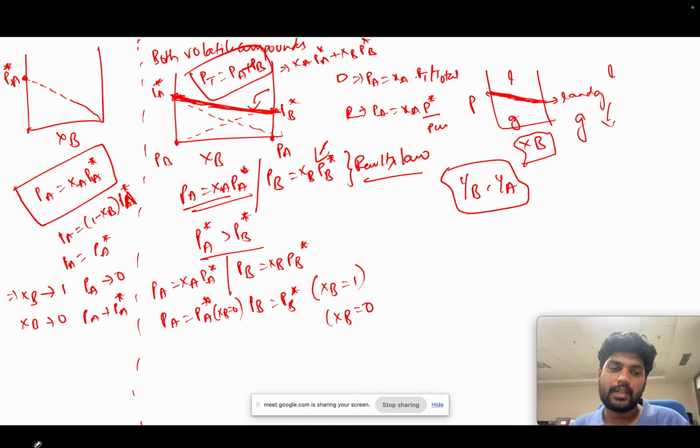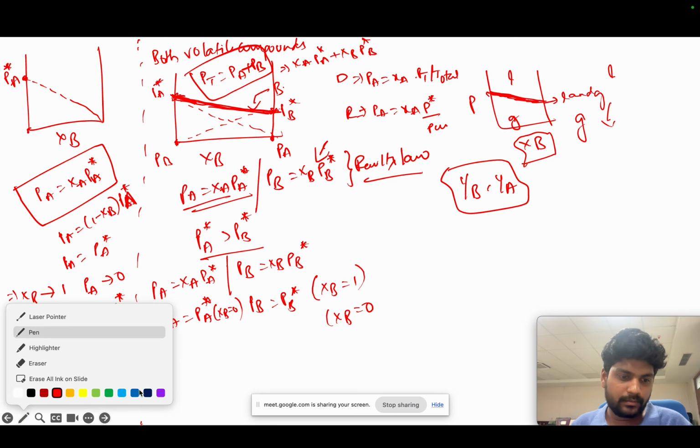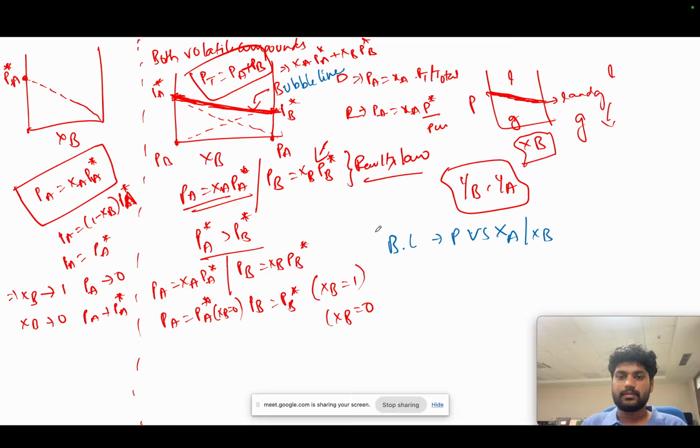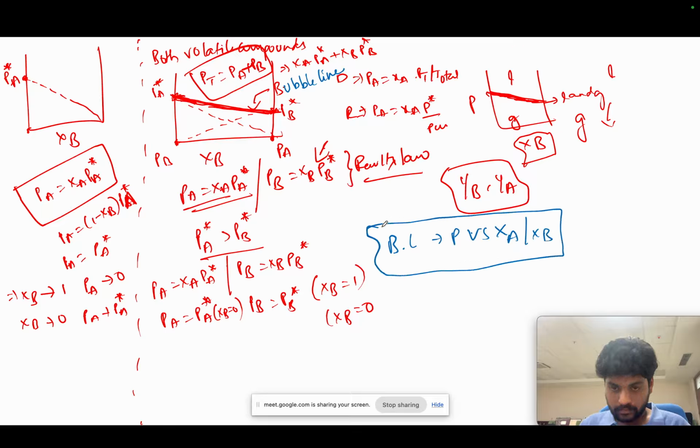If you're not getting it, you can ask me, I will explain it again. Bubble line. Any doubts in the bubble line? Bubble line deals with pressure versus mole fraction, XA, XB. Any doubts regarding this bubble line?